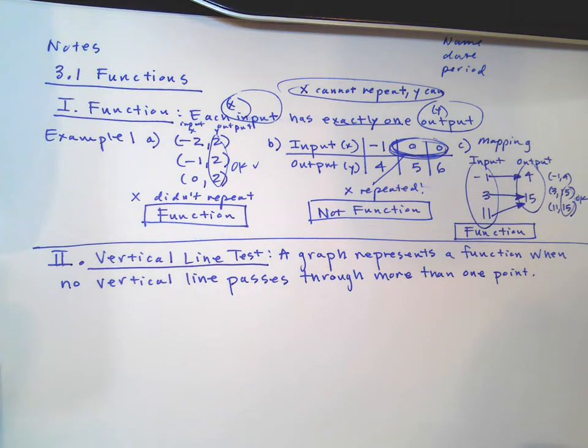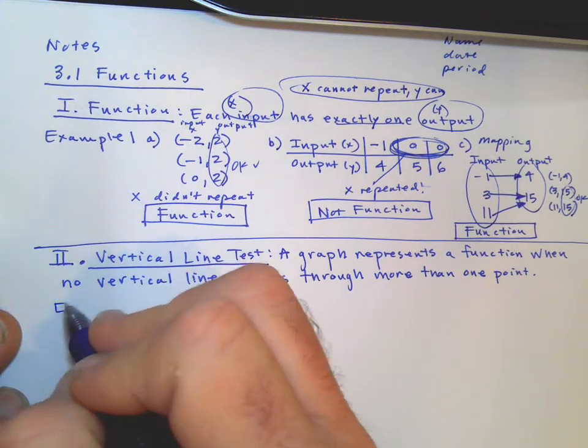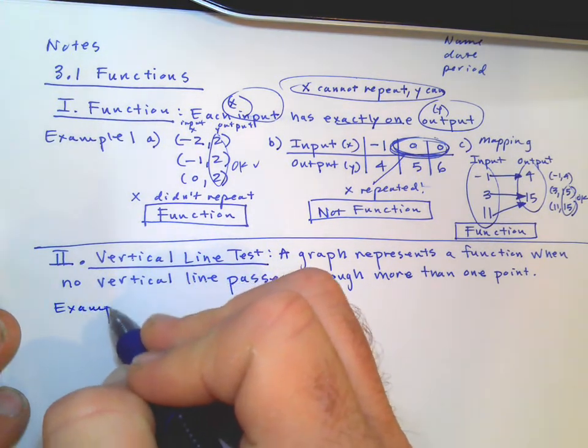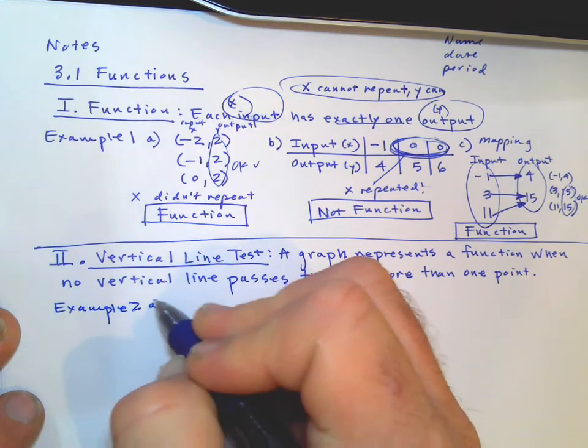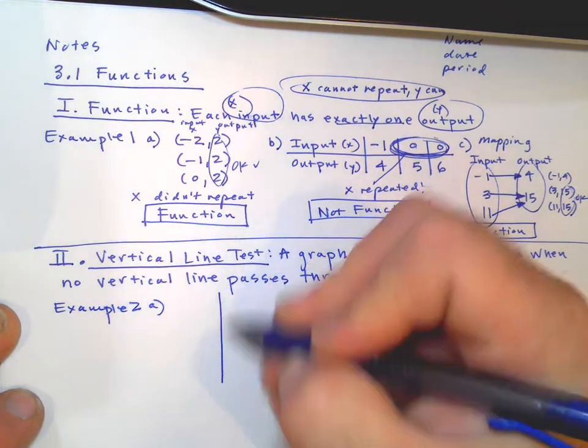Vertical line is straight up and down. So let's look at a couple examples. So write these down. So A, these are always going to be graphs. So let's go ahead and just draw a graph.